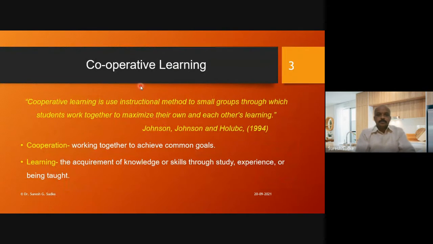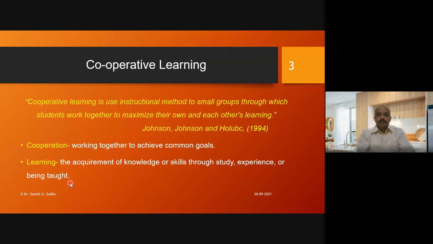So, cooperative learning is the instructional method in small groups through which the students work together to maximize their own and each other's learning. This is the definition given by Johnson and Johnson in 1994. Cooperative learning consists of two important words: cooperation, which means working together to achieve common goals, and learning, which means acquiring knowledge or skill through study, experience, or being taught.